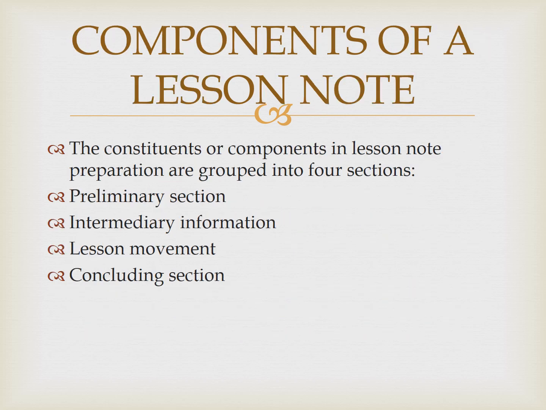Components of a lesson note. The lesson note has some components, or what we may want to call constituents, and so an ideal lesson note must contain these components. These components could be grouped into four sections. The first one we want to call the preliminary section. The second is the intermediary information, followed by lesson movements, and lastly the concluding section. So a lesson note can be divided into these four sections: preliminary, intermediary, lesson movements, and concluding sections.